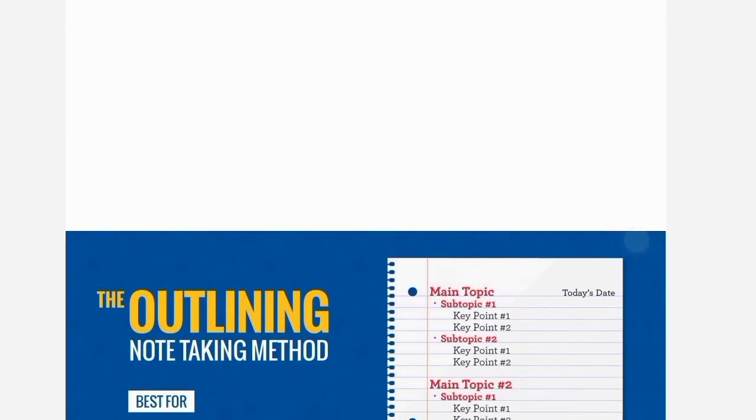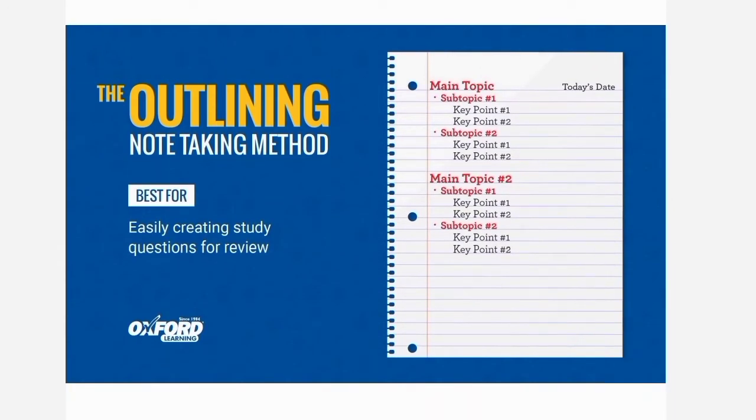So, here is the example. On this page, first you need to write the main topic, after that subtopic, under subtopic, key points 1 and 2 and so on. So this is an example of the outline note taking method.